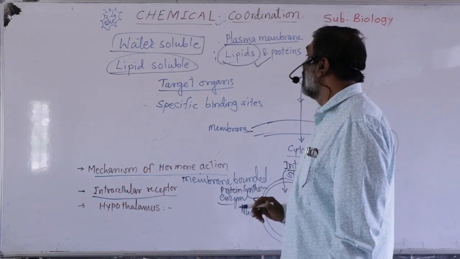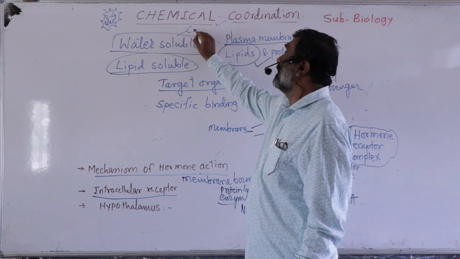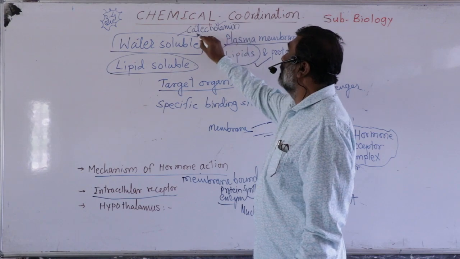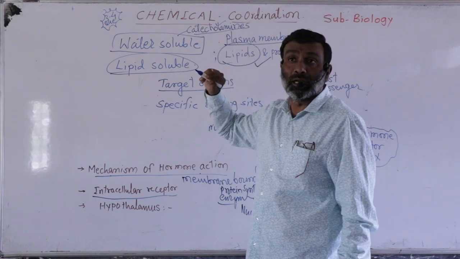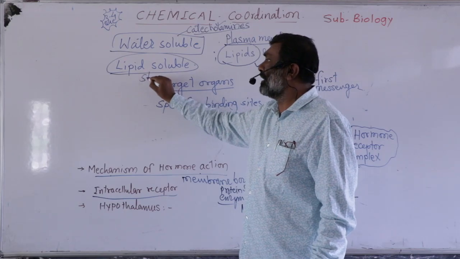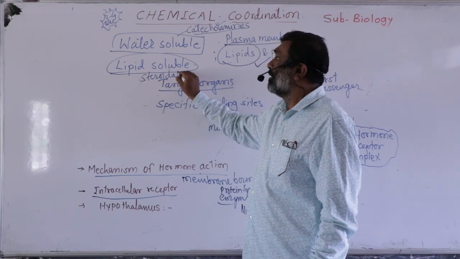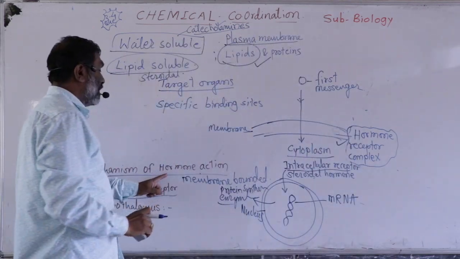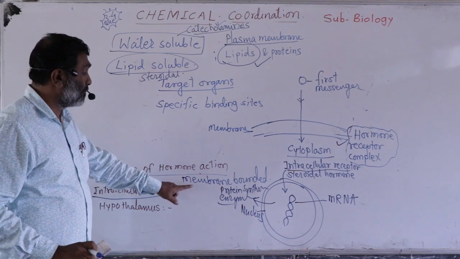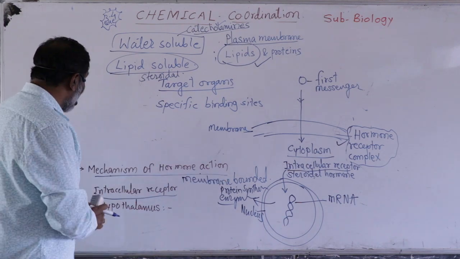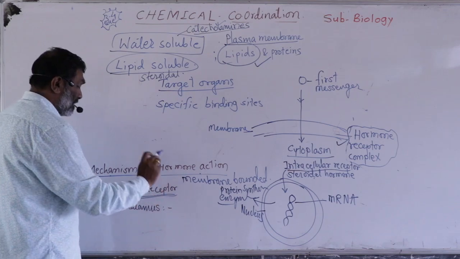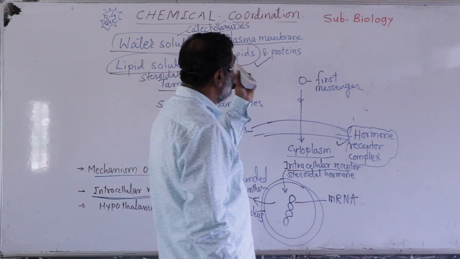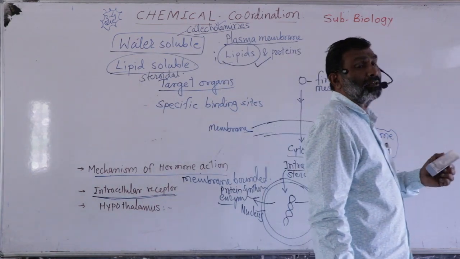So remember that the water soluble hormones are the catecholamines and the amino acid derivatives, whereas the steroidal hormones are lipid soluble. So both types of mechanism of hormone action occur. One is with the membrane bounded receptors and the other is with the intracellular receptors. So this is how hormone action particularly occurs.